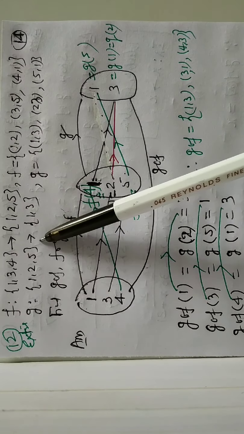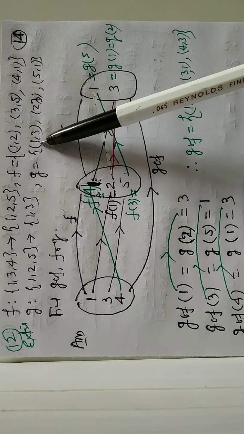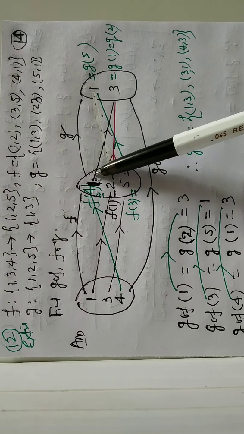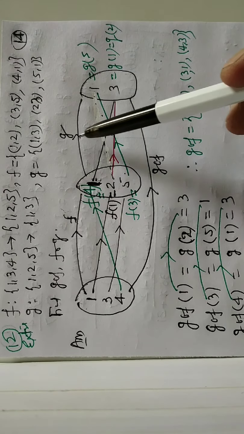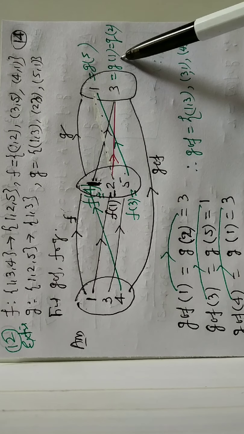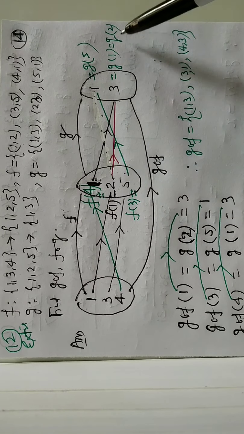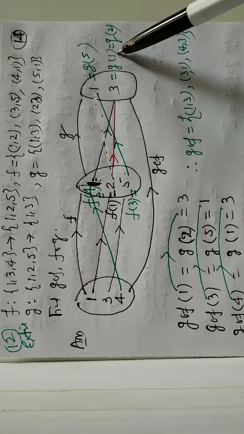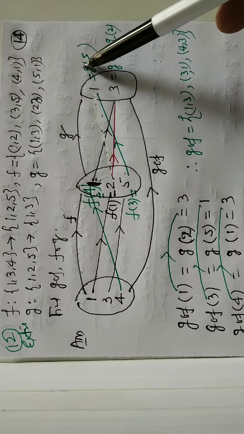Likewise, {1, 2, 5} going to {1, 3}. By this instruction, 1 goes to 3, so this becomes G1. 2 is going to 3, this is called G2. So G1 and G2 both are the same. 5 is going to 1, so this is G5.